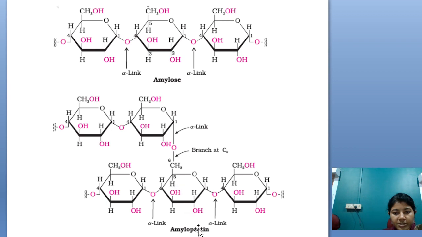In case of amylopectin, two kinds of glycosidic linkage are formed. One is between C1 and C4 and one is between C1 and C6. So amylopectin is a branched polymer and amylose is a long chain polymer.